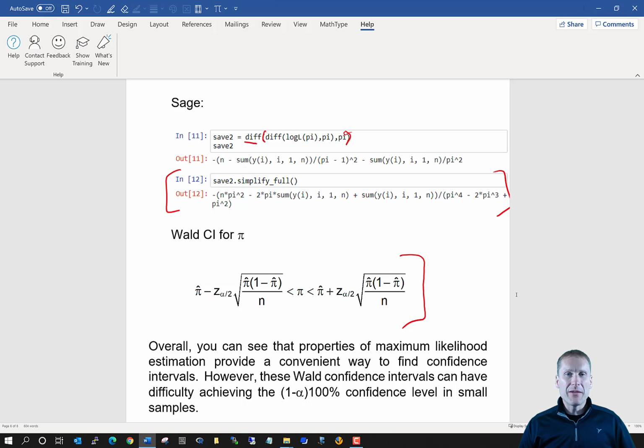Again, what do I mean by work well? We've talked about this before. I'm talking about the coverage, in terms of how often the parameter of interest is actually within the bounds of the corresponding confidence interval. So just be careful here with these Wald confidence intervals. Make sure you do have a large sample size before you actually use it. So with that, that concludes this particular section.